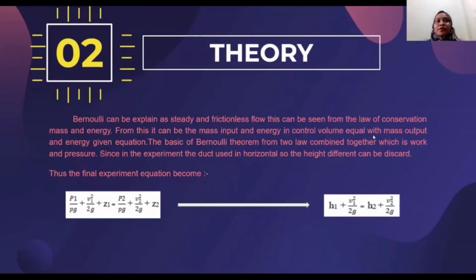Since the experiment will be conducted in a horizontal duct, the height difference can be discarded. So as you can see, there is a difference between the original equation on the left side and the equation on the right side, which was modified after we did the experiment.